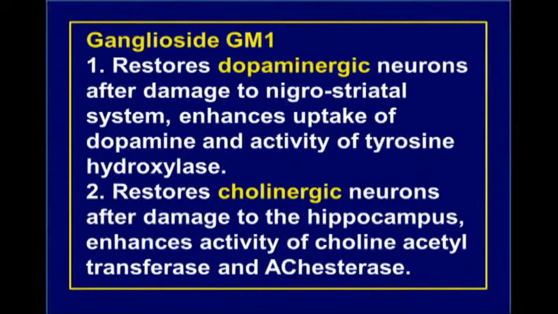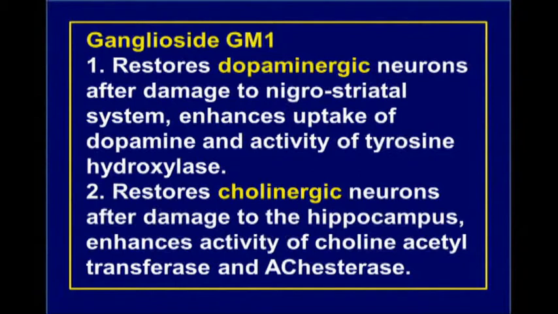Number 2, restores cholinergic neurons. These are the ones that produce acetylcholine, especially after damage to the hippocampus. So the hippocampus, we know, is very susceptible to stress, cortisol, high levels of cortisol, and this can inhibit our memory and enhances activity of choline acetyl transferase, which adds choline to acetyl COA to make acetylcholine. So that's good. So it helps our memory, in other words. Getting the right oils in helps our memory.